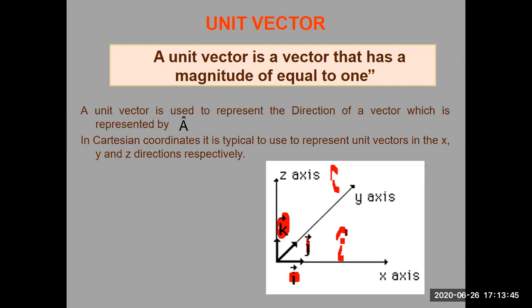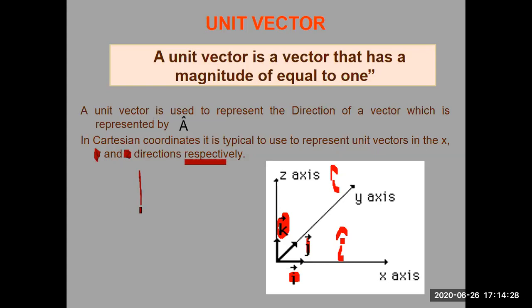The unit vectors i, j, and k: i will show the direction along the x-axis, j will show the direction of a vector along the y-axis, and k will show the direction of a vector along the z-axis. A unit vector is used to represent the direction of a vector. In Cartesian coordinates, it is typical to represent the unit vectors in the x, y, and z directions respectively. Along the x-axis, it is i. Along the y-axis, it is j, and along the z-axis it is k.